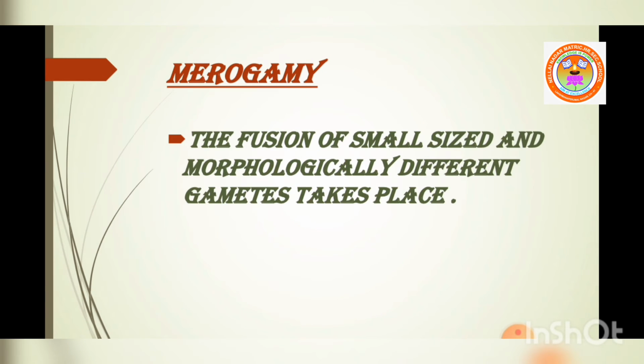Next type is merogamy. Here, the fusion of small-sized and morphologically different gametes, that is merogametes, takes place. Morphologically different gamete fusion that takes place is called merogamy. Morphologically is nothing but externally. So externally different gametic fusion takes place. This is known as merogamy.